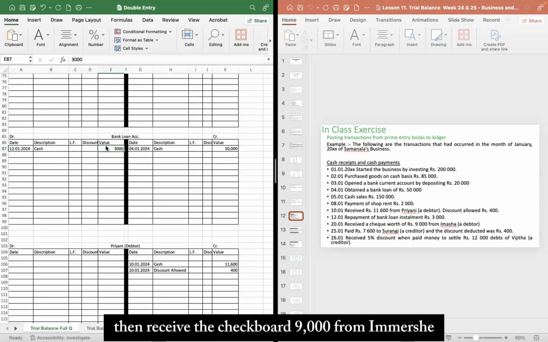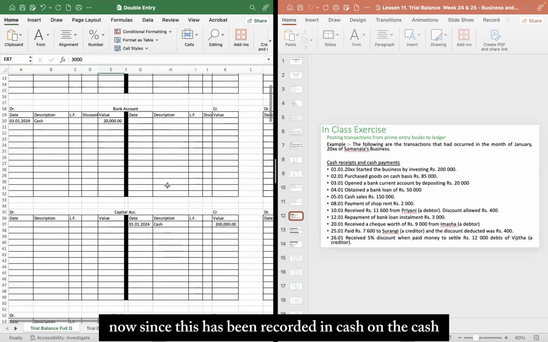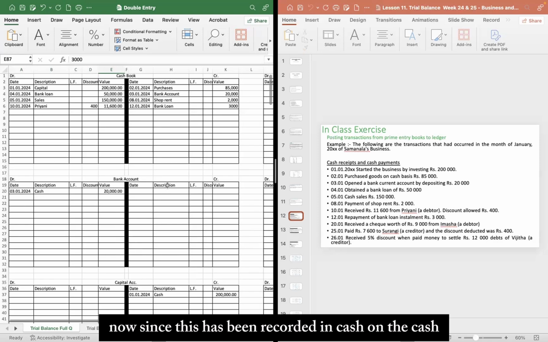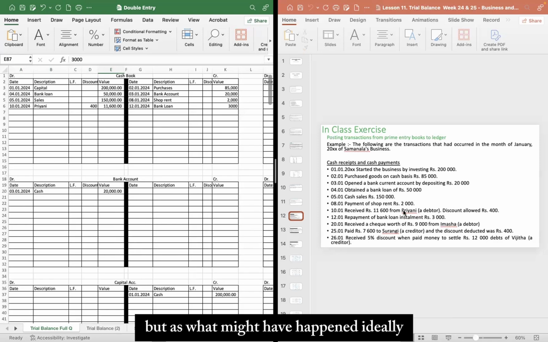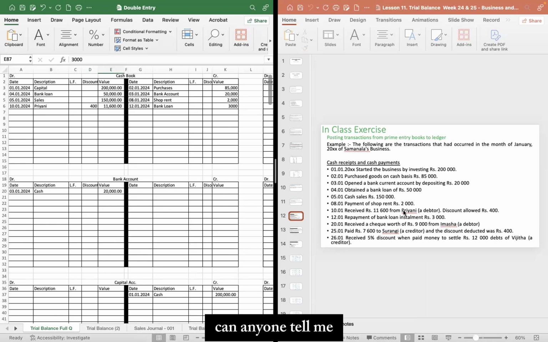Then received a check worth 9,000 from Imasha. Now, since this has been recorded in cash under cash receipts and cash payments, what might have happened ideally? Can anyone tell me?